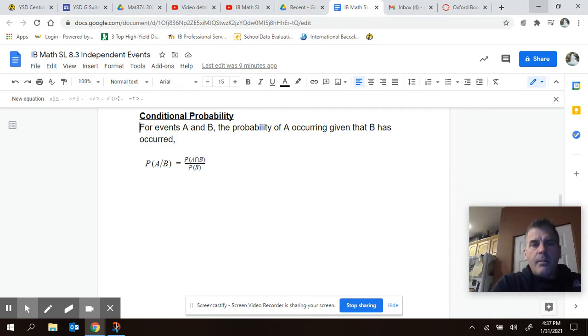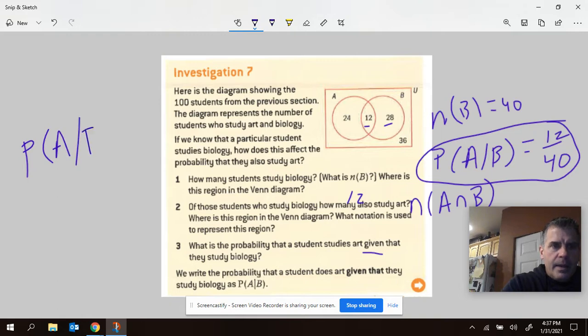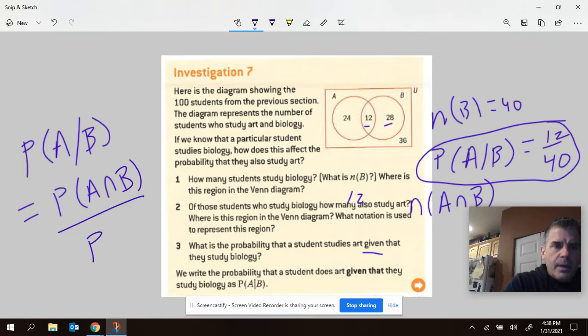So we say this: the probability of A given B is the probability of A intersect B divided by the probability of B. Let's record that in terms of the biology part of this. Let's go back over here and think about that. It just told us that the probability of A given B is equal to the probability of A intersected with B divided by the probability of B.